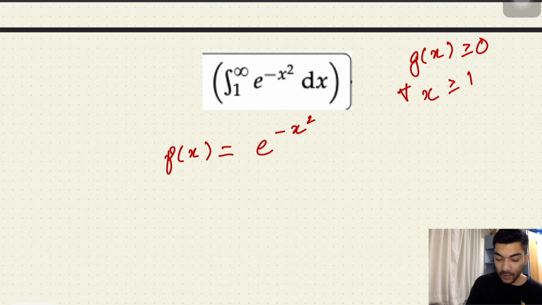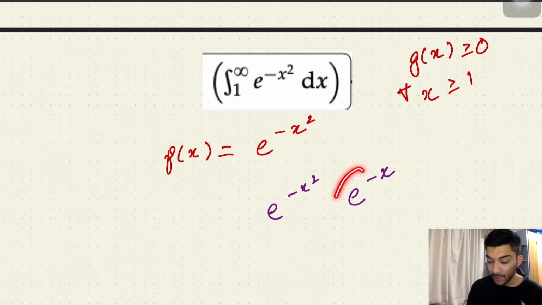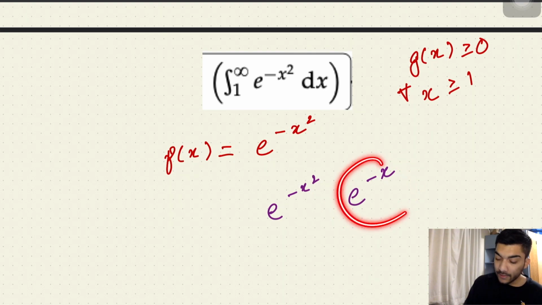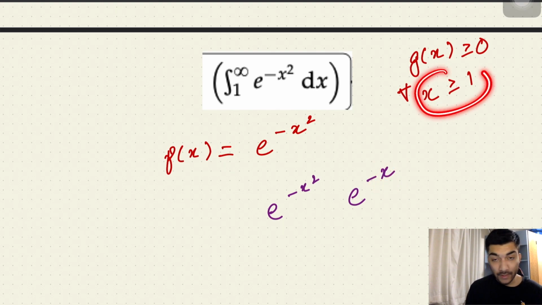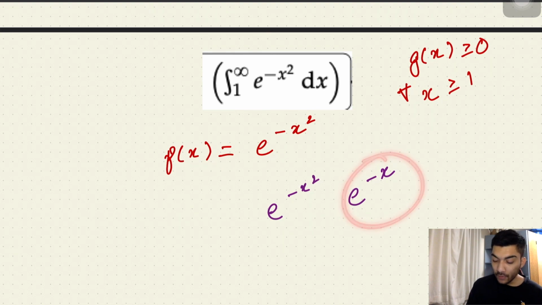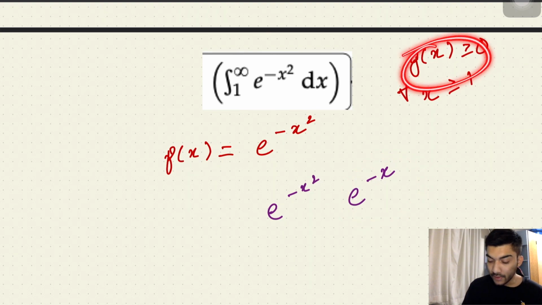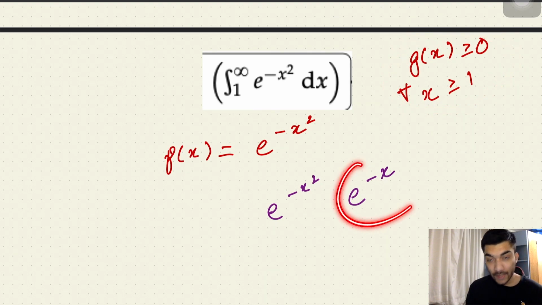One function that we can think of is e to the power minus x, in comparison to e to the power minus x square. We definitely know the integral for e to the power minus x, and since it's an exponential function, it's always greater than or equal to 0 for all real values of x. Since here we are only concerned with values of x greater than or equal to 1, we know that our exponential function is always positive. So now we satisfy both of the criteria of our second function.